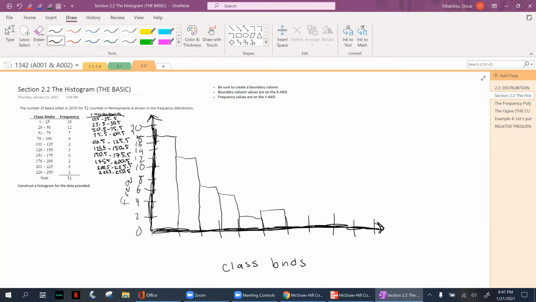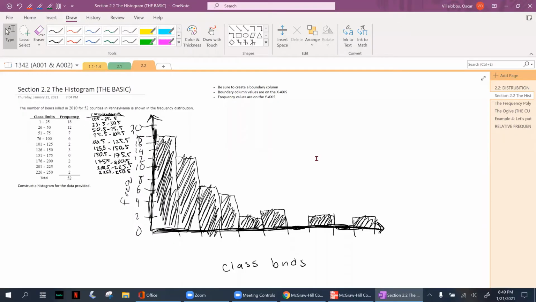Then 0. Whenever it's 0, you don't build a bar, it has no height. Then the other one is going to be 2 again, something like this. The second to last value is 0, and the last value is a 2. So I have something like this. Let me see if I can shade these in. And here it is shaded in, and this is it.